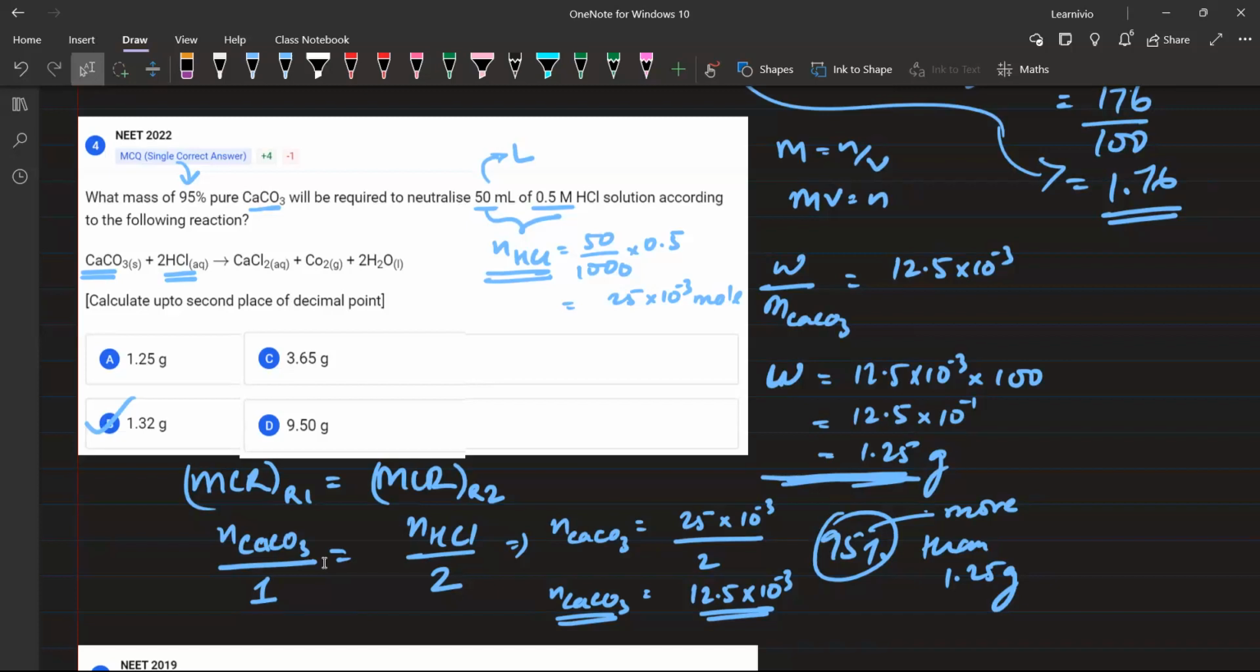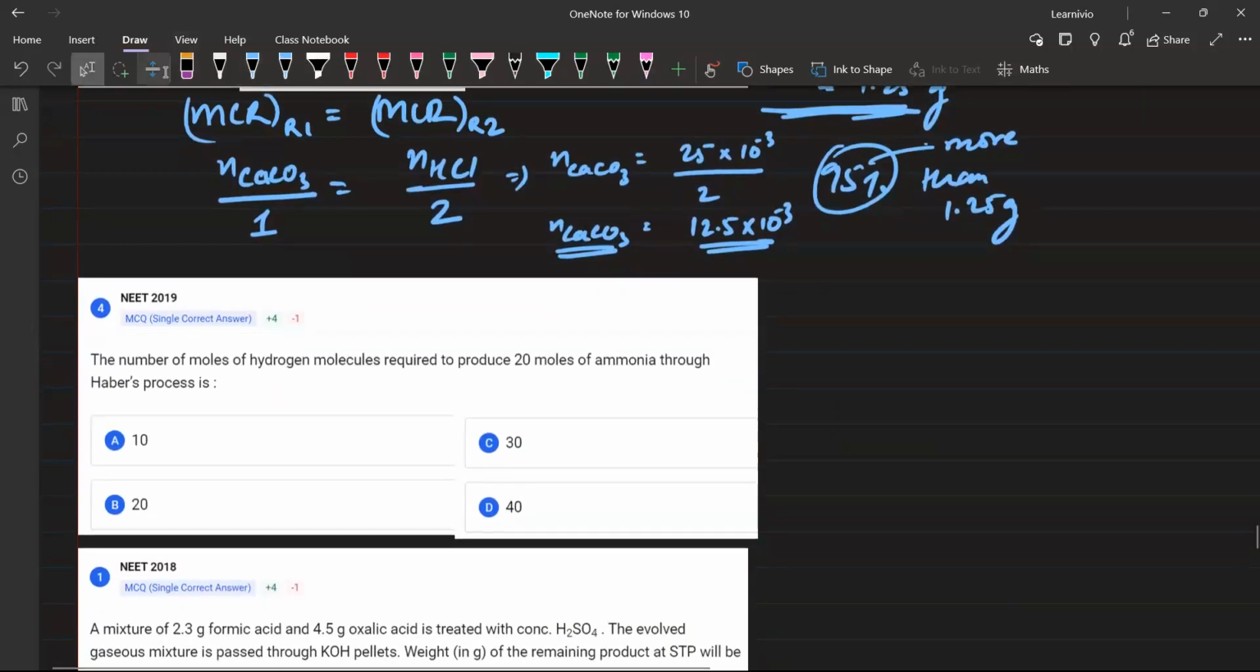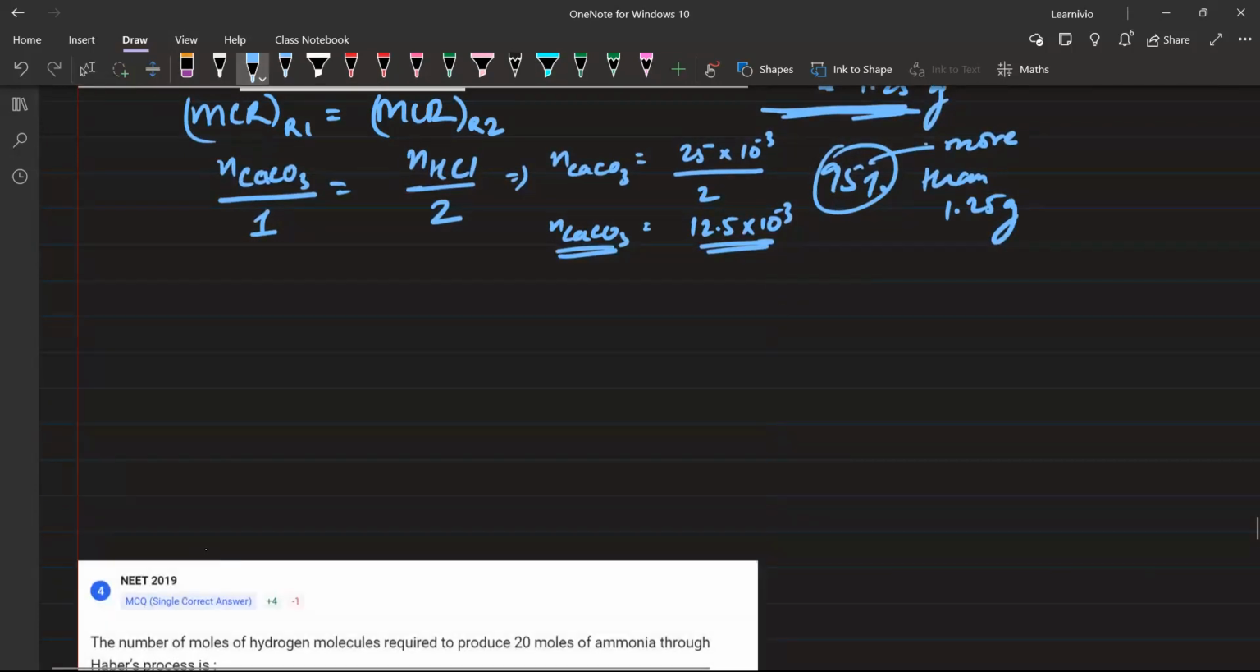It is also not very difficult. What you can do is when you are saying a 95% pure, it means that 95 grams of CaCO3 in 100 grams of that substance. 1 gram में 1 gram of it is present in 100 upon 95.